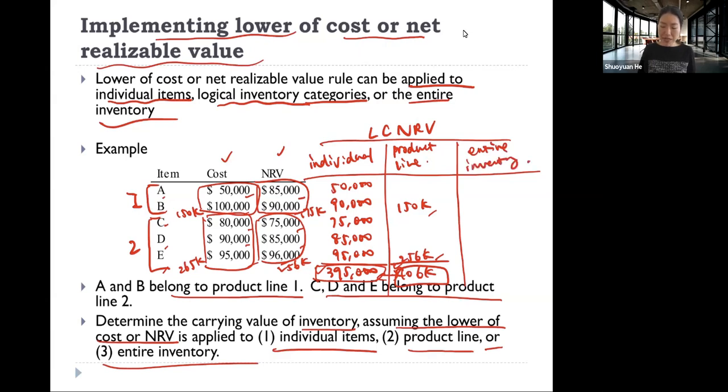And then the last way to do it is to apply it to the entire inventory. So we first calculate the cost of the entire inventory, which is 415,000. And then we calculate the net realizable value of the entire inventory, which is 431,000. And then we take the lower of these two, which is 415,000. So this is the number we are going to get applying it to the entire inventory.